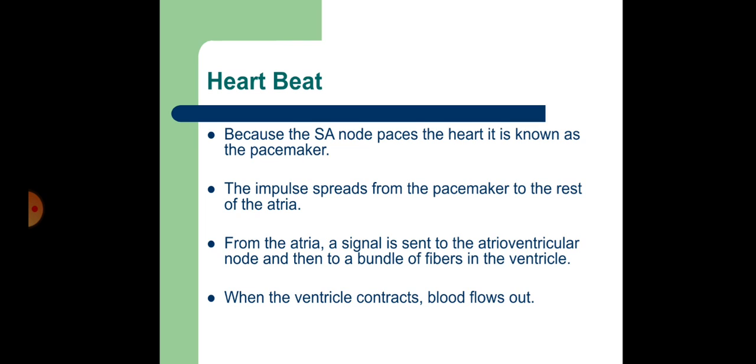The impulse spreads from the pacemaker to the rest of the atria. From the atria, a signal is sent to the atrioventricular node and then to a bundle of fibers in the ventricle. When the ventricle contracts, blood flows out.